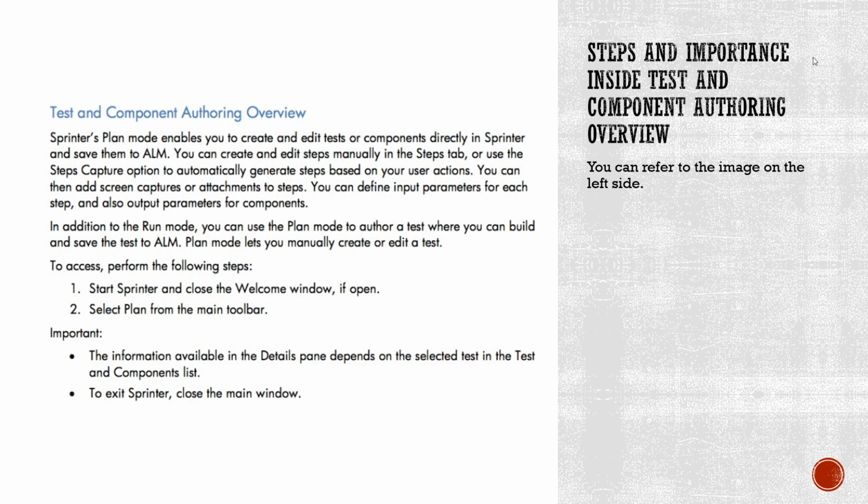You can refer to the image on the left side. For accessing, perform the following steps. Start Sprinter and close the welcome window if open. Select Plan from the main toolbar. Importantly, the information available in the Details pane depends on the selected test in the Test and Components list.